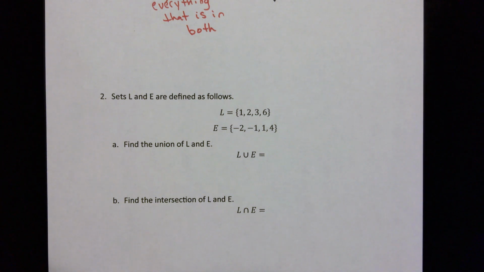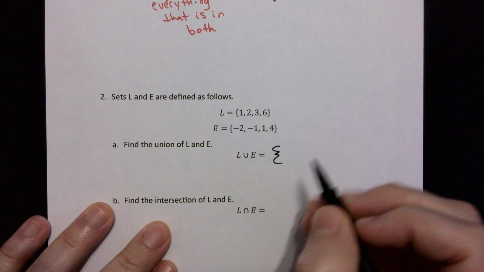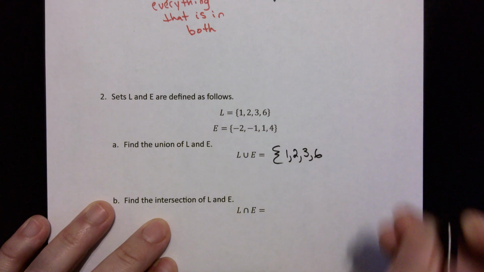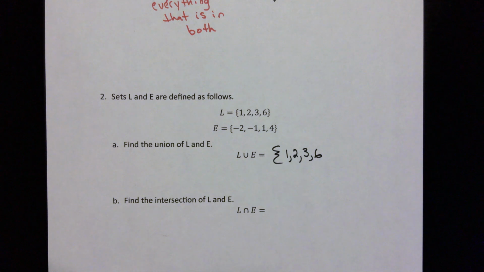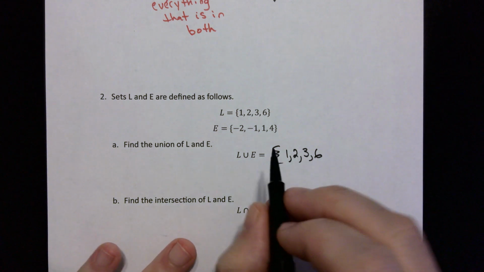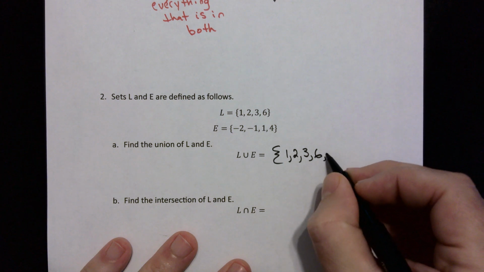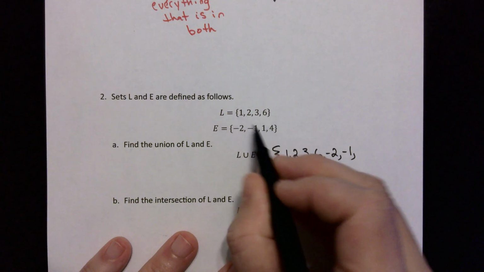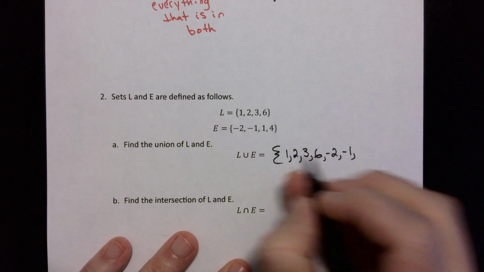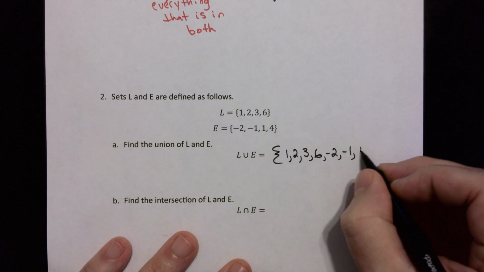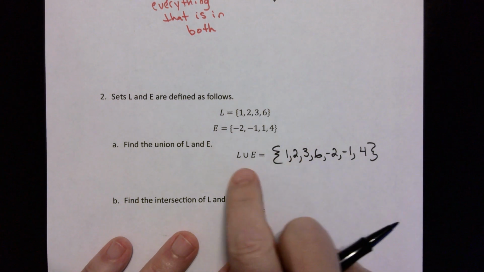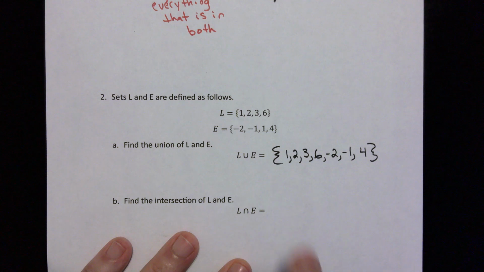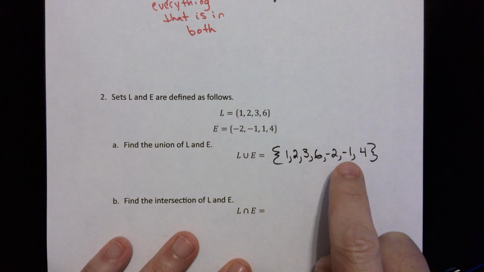Okay, so the union, we look first here, we have 1, 2, 3, 6, so I can go ahead and write that. 1, 2, 3, 6. And remember, if it shows up twice, we're not going to write it twice in the union. You only need to write it once to say that it's in the set. Okay, and now we go down here and we have a -2, a -1. I'd write the 1, but the 1's already listed here, so I don't need to write it twice. And then a 4. Okay, so L union E is everything that shows up in either one of these.